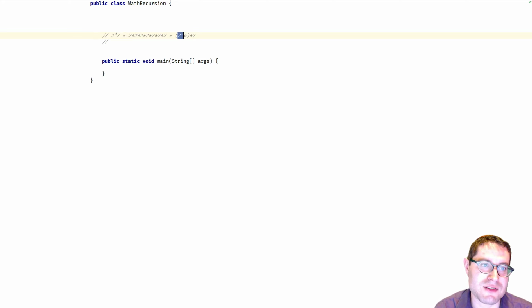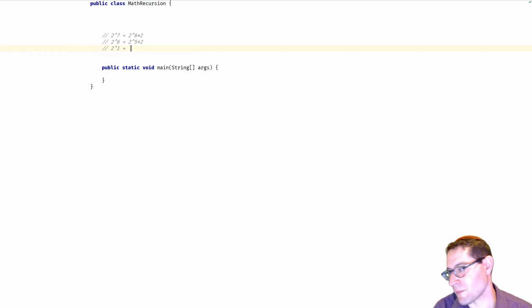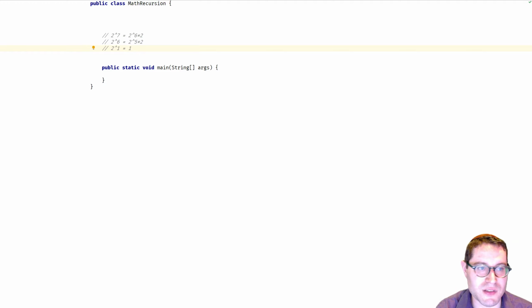So we can say, hey, let's go ahead and simplify this. 2 to the 7th is equal to 2 to the 6th times 2. That's 6 2's multiplied together times another 2. 2 to the 6th, that's 2 to the 5th plus one more 2 multiplied in there, and so on and so forth until we get to 2 to the 1st power. And you may think that's our base case, and it's a decent candidate for a base case. 2 to the 1st power is just equal to 2.